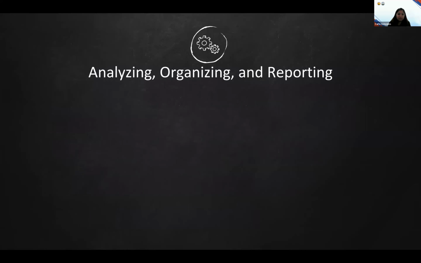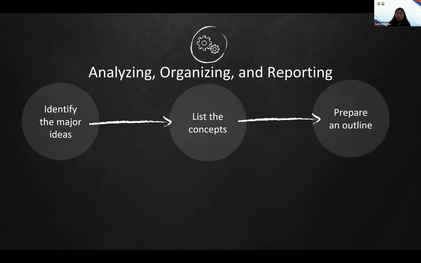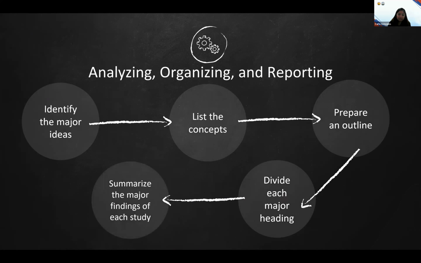So just to review again, identify the major ideas of the study. You list down the concepts or the keywords, then do an outline. Usually a literature review would have a main heading and then a subheading, so you have to know how to outline your studies. Divide each major heading and then summarize the major findings of each study.